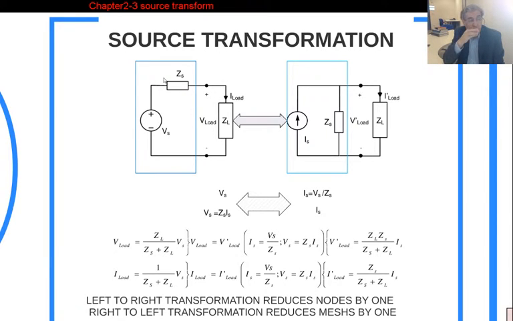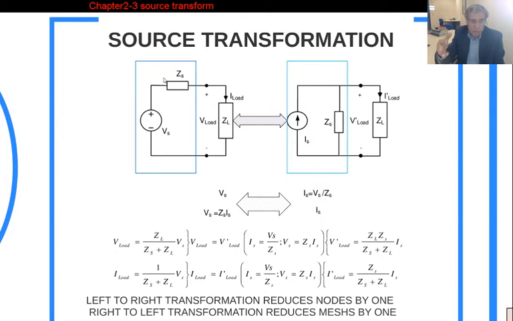In the previous one, we used the concept of equivalency, but in this one, we replace the element not including the independent sources. In here, we are talking about equivalences which include the sources in it. That is why it is called source transformation equivalency.